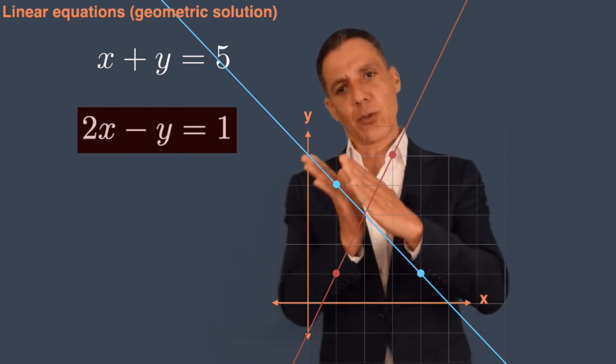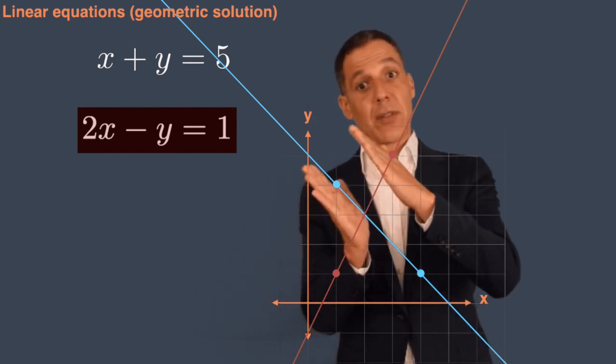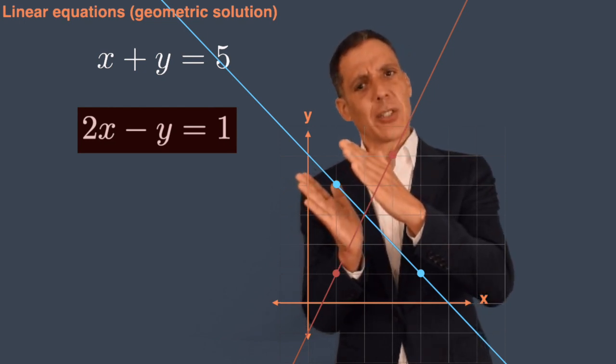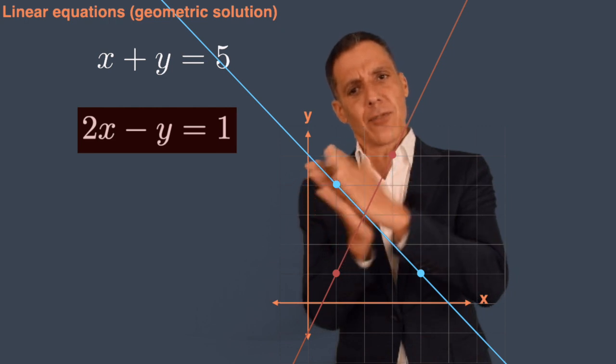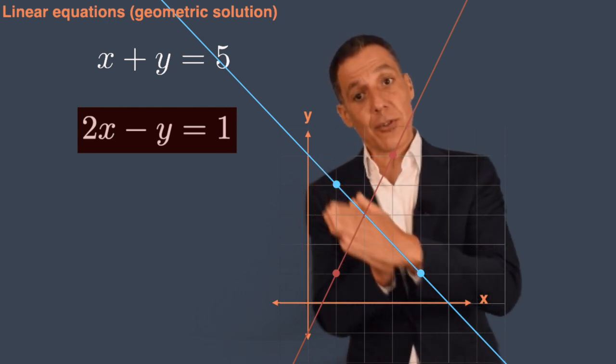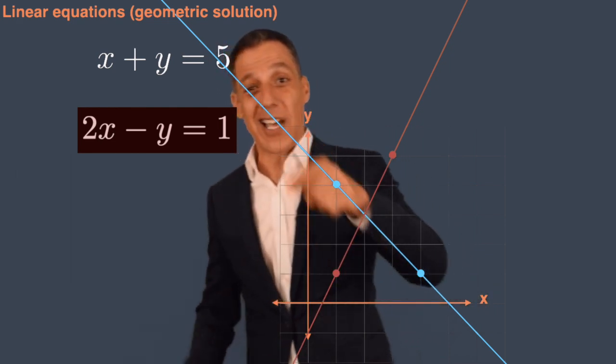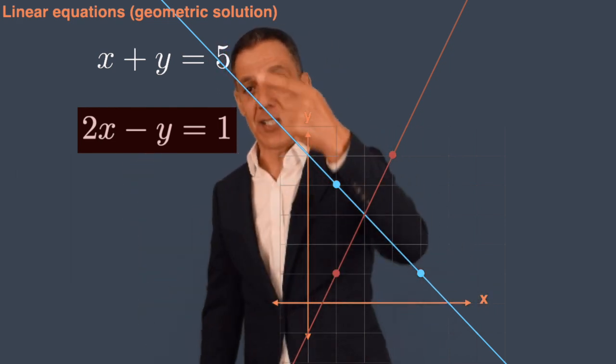But what if the lines were parallel? Well, then there would be no intersection. There would be no solution, right? So we can see that very clearly. And what happens if the lines are on top of each other? Well, then there's an infinite number of solutions, because every single point that lies on one line lies on the other line, which means if it satisfies this, it satisfies this.